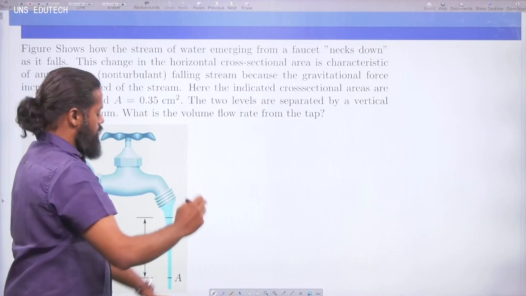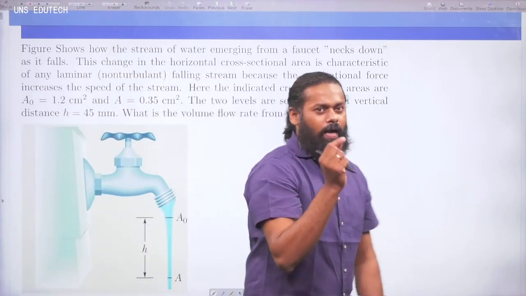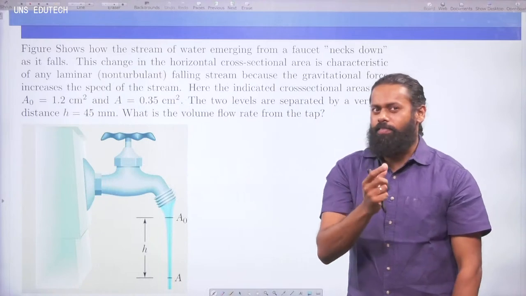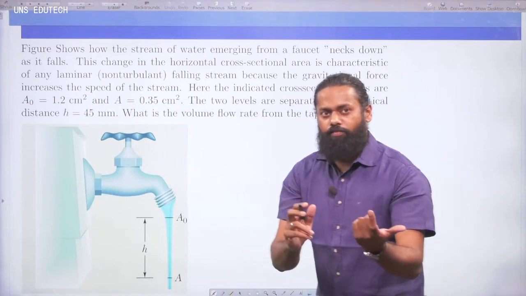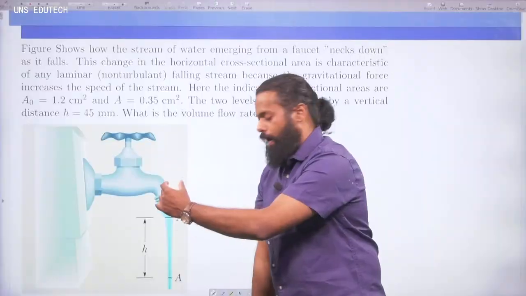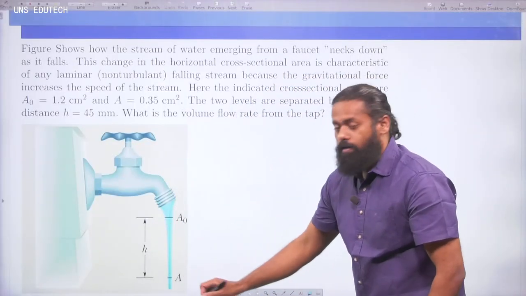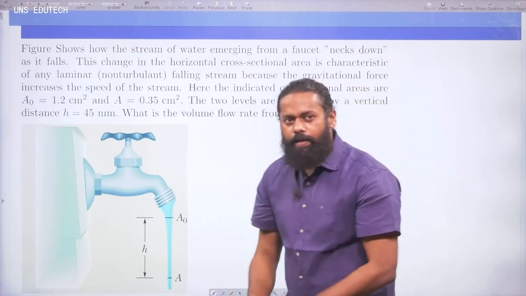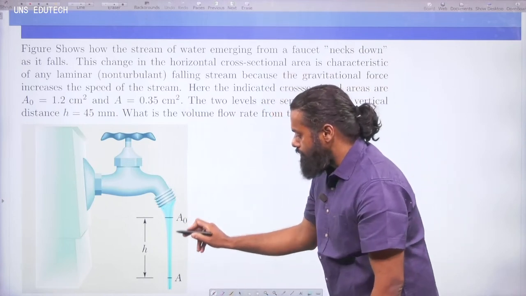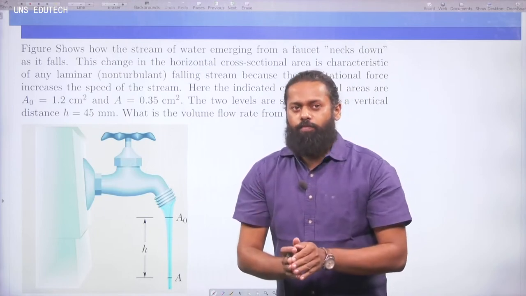This problem we are actually out of time, so we are skipping, but I will tell you one small thing. You can try this problem. See, this is again an application of continuity. You might have seen that whenever water is running from a tap, in the beginning there will be a thicker portion, and towards the lower portion there will be a thin portion, because of gravity the velocity will be increasing. As a result, the area will be reducing because the mass flow rate, or the volume flow rate, should be the same.